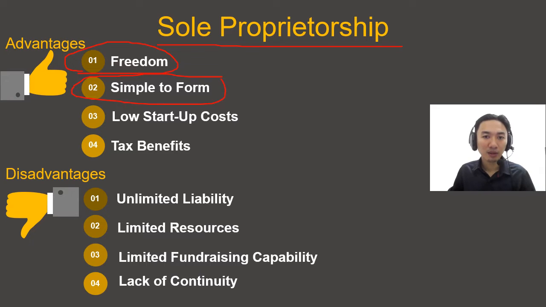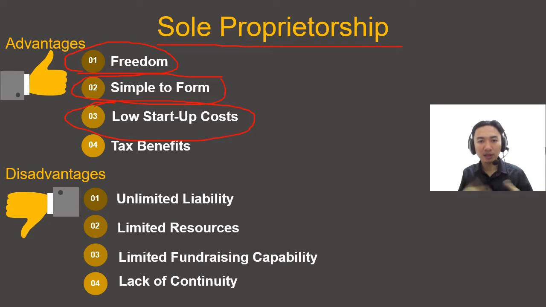Not to mention, another advantage is the low startup cost. Compared to a corporation, the startup cost for sole proprietorship is way cheaper. It requires maybe 60 ringgit plus 10 ringgit stamp duty to register the business. It is cheap and also easy to start.